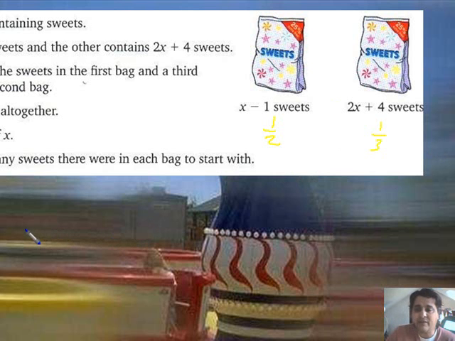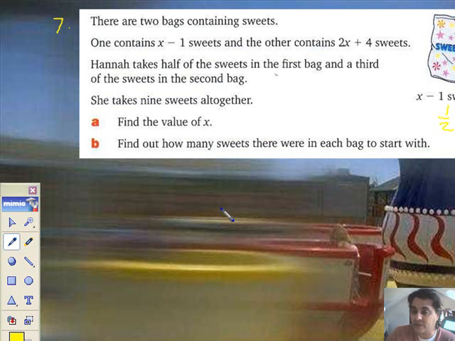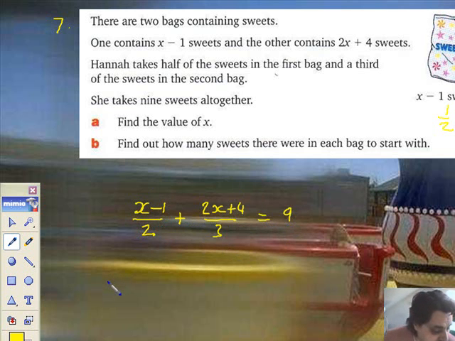Find the value of x. They don't even tell me to form an equation, but I've got to. If I'm going to find a value, I have to make an equation. So this is what Hannah did. She took half of x minus 1 from the first bag, and, which means plus, she took a third of some from the second bag, not all of them. And this batch from bag 1 and this little lot from bag 2 all comes to 9. There's a horrific equation, a bit like question 1 but even more involved. So I've got to find the value of x, so off I go.